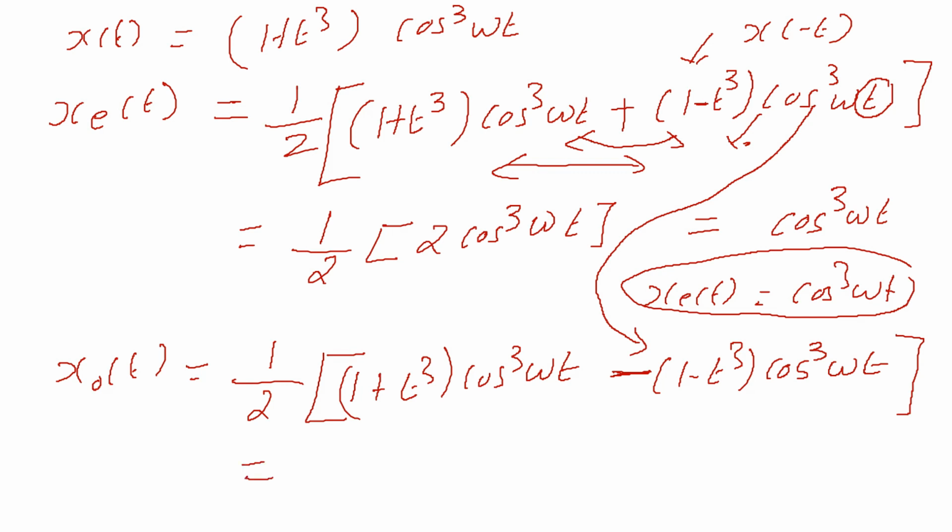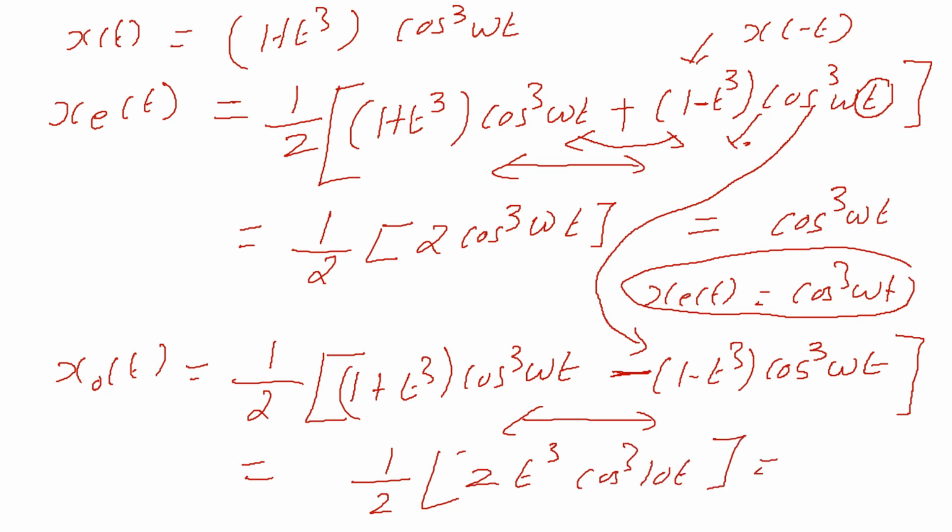Right, again do the manipulation, expand it, do the addition, subtraction. You will be getting half times 2 into t cube cos cube omega t. This can be further written as t cube cos cube omega t. Right, it's a very simple problem.